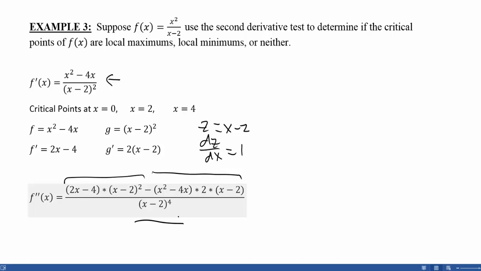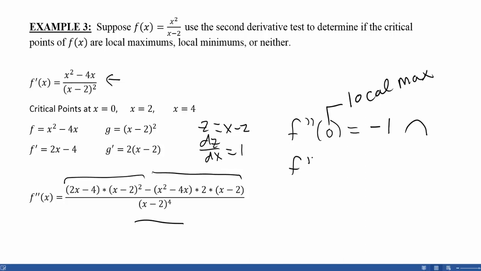So once you have your second derivative, you want to plug in each of your points to determine if they're local maxes, local mins, or neither. So if we plug in a 0, it all crunches down to negative 16 over positive 16, which is going to give me a negative 1. So if your second derivative is negative, that tells you that the original function was concave down and that your critical point is a local max. So x equals 0 is a local maximum.